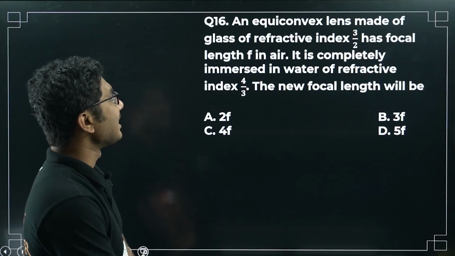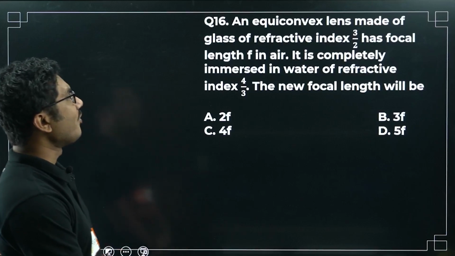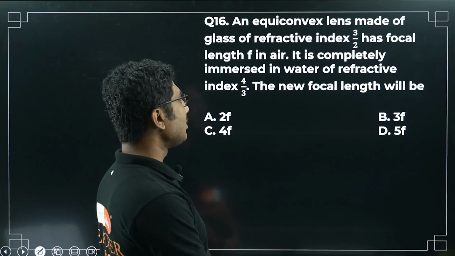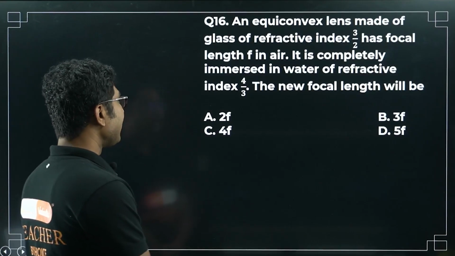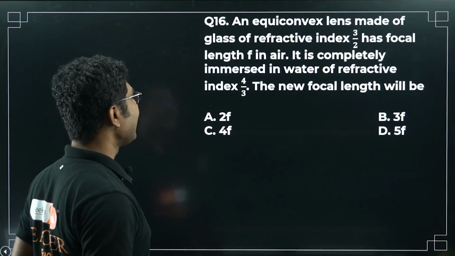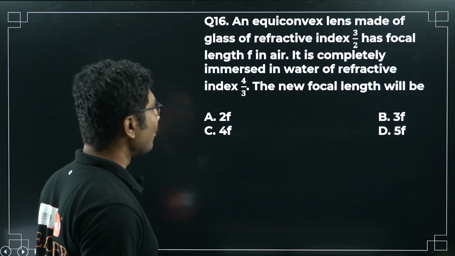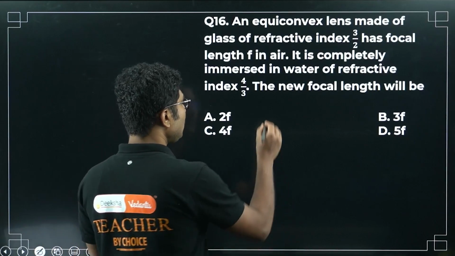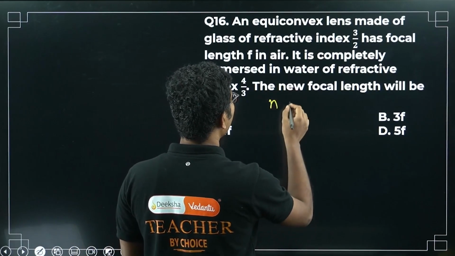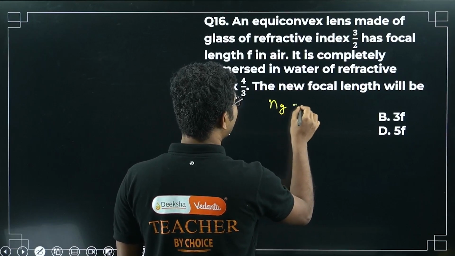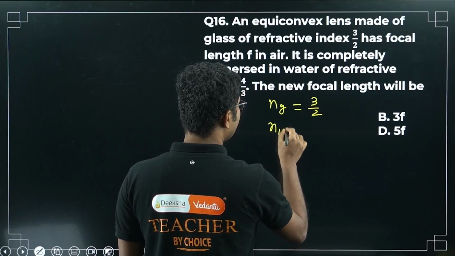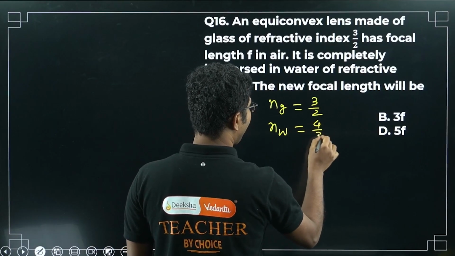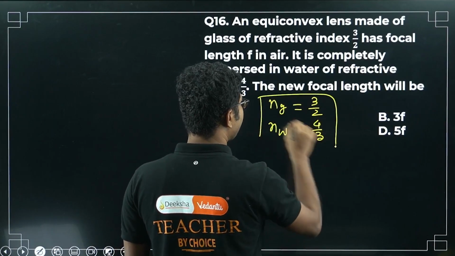An equiconvex lens made of glass of refractive index 3/2 has a focal length f in air. It's completely immersed in water of refractive index 4/3. The new focal length will be? So what is the refractive index of the glass? Refractive index of the glass is 3/2. The refractive index of the water is 4/3. So this is the information that is given to us.